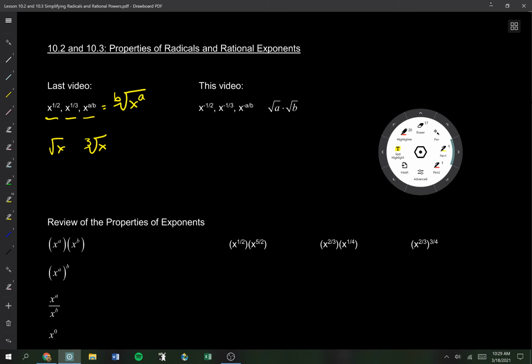In this video, we're going to do negative powers, negative 1/2, negative 1/3, negative a over b, as well as talk about how to multiply radicals and do some simplifying. So this chapter is all about radicals and rational exponents, which turns out are the same thing. Okay, fraction powers are the same as radicals like x square root and cube root.